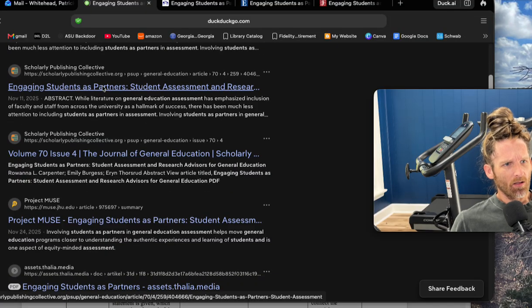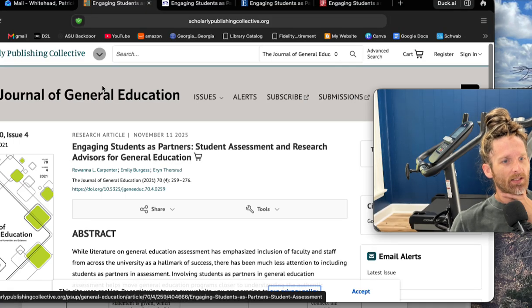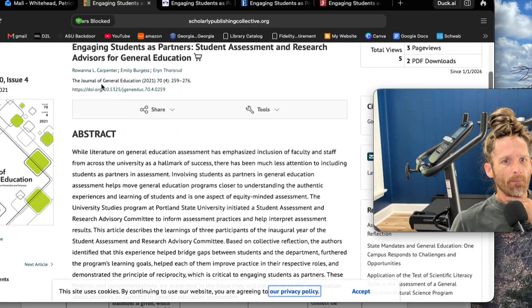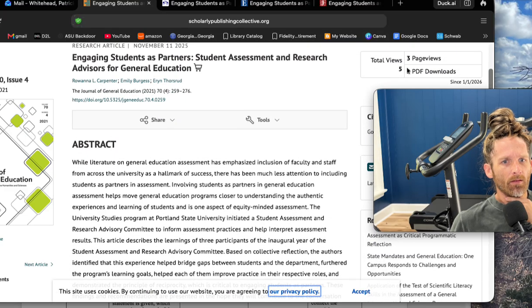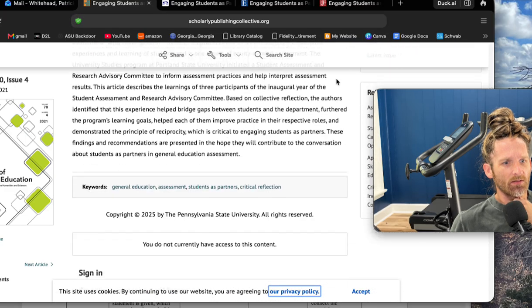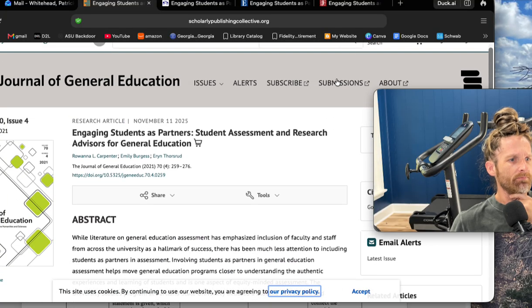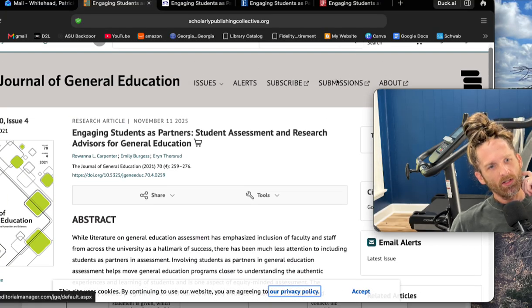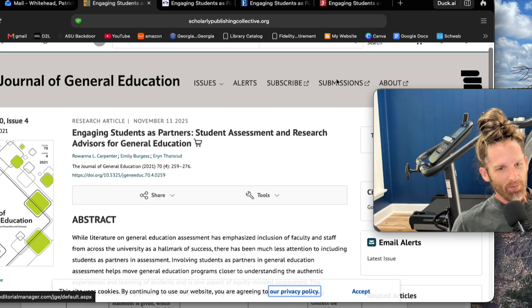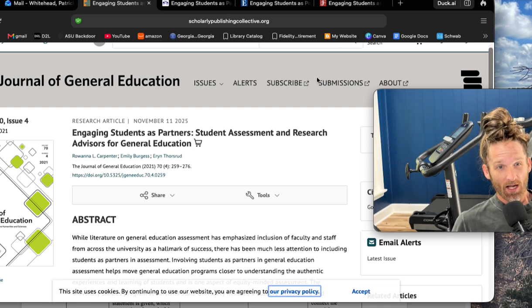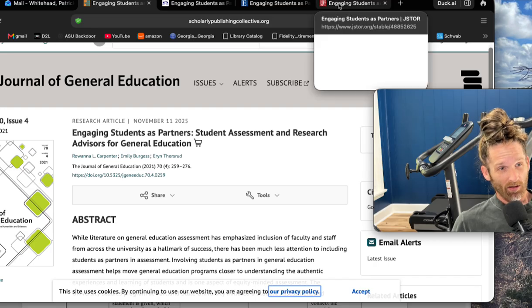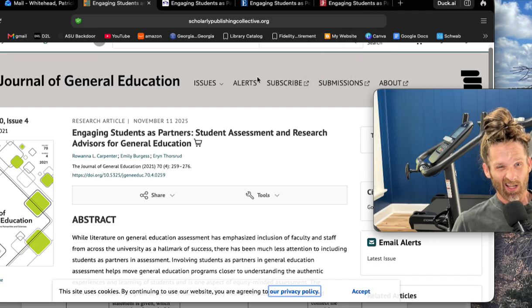I don't know what Scholarly Publishing Collective is. Maybe it has a copy. It says it allows PDF downloads, and I need an account. You know what? I actually just submitted an article for publication here, so I may have to reach out to the editor to get a copy. But students generally don't have that kind of access, so that's not going to work.